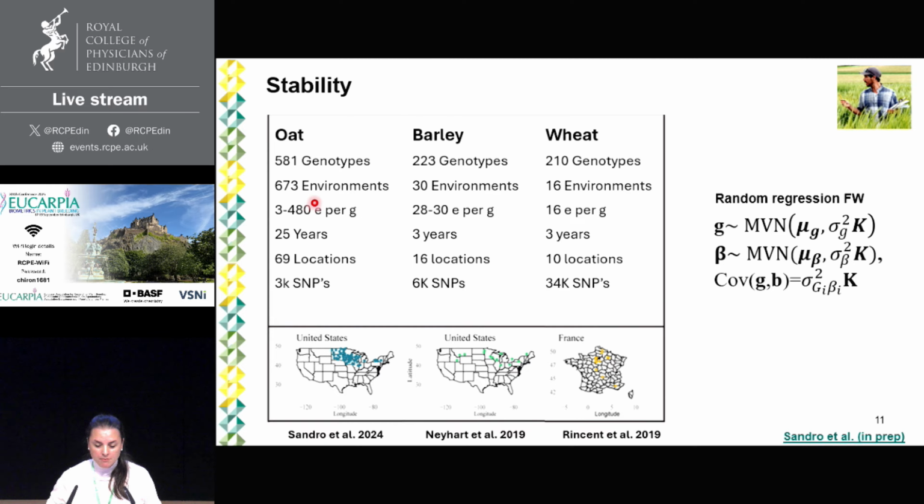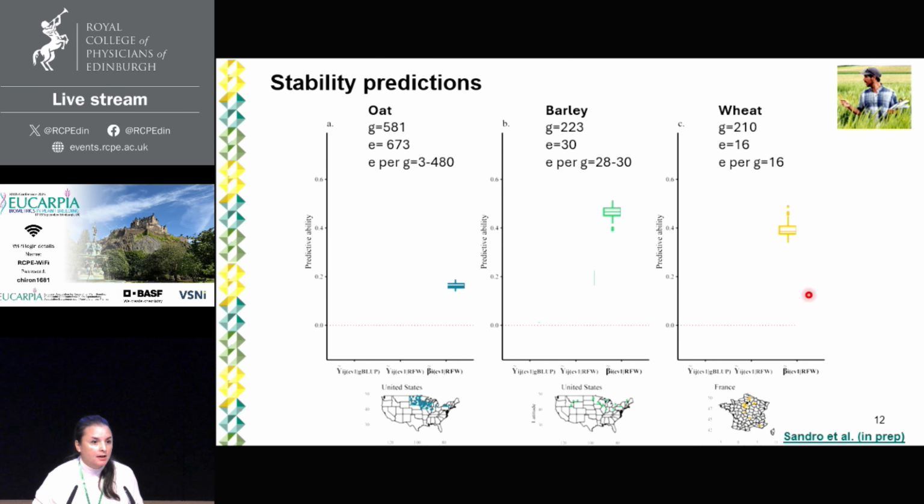So then we did random regression, Finlay-Wilson. We were modeling the genotypic effect with the kinship relationship matrix, and also the slope with that. We also modeled the covariance between the slope and the mean. And what we got was this: for barley and wheat, pretty decent. For oats, really, really bad predictive ability.